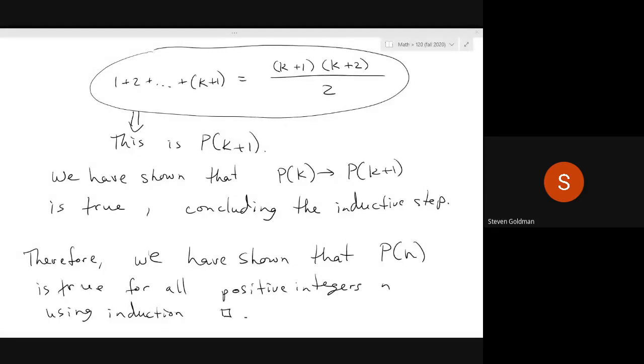All right, so any questions on this problem or on induction in general? Because that's it. That's all you have to do. Once you complete the two steps, induction tells us that the statement is true.